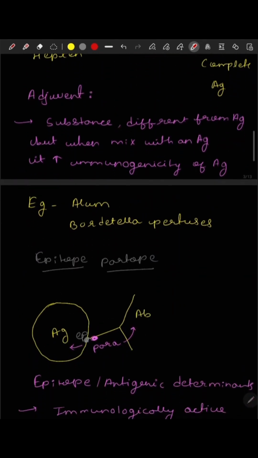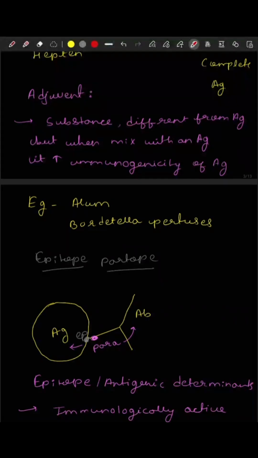Then adjuvants. Adjuvants are substances which are different from antigen, but when mixed with the antigen, they increase the immunogenicity of the antigen. For example, alum, which increases the antigenicity and can be used in certain vaccines. Then the pertussis vaccine, as we know, DPT vaccine, diphtheria, pertussis and tetanus. Here pertussis increases the immunogenicity or effect of diphtheria and tetanus.